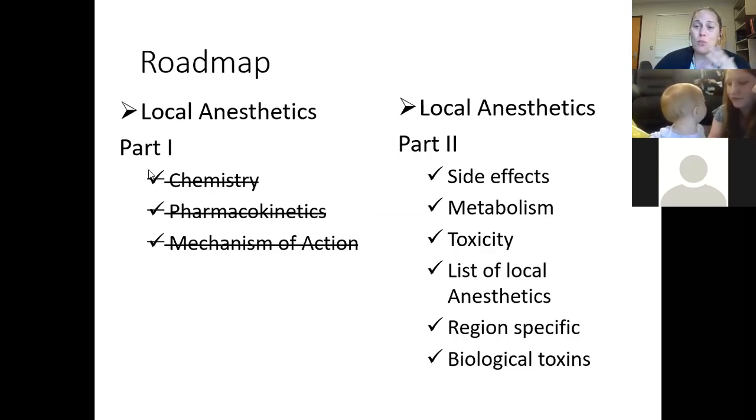in terms of the roadmap, what we've covered and where we're going today. In this presentation, we're going to be focusing on local anesthetics part 2. We'll be talking about side effects, metabolism (we hit upon metabolism a little bit yesterday), toxicity, a list of some local anesthetics that are used, some that are better for injections, some that are better for mucosal areas, region-specific types of blocks, and then we'll finish up talking about biological toxins, toxins that occur naturally in the environment that have a very similar target site of action to many of these local anesthetics.